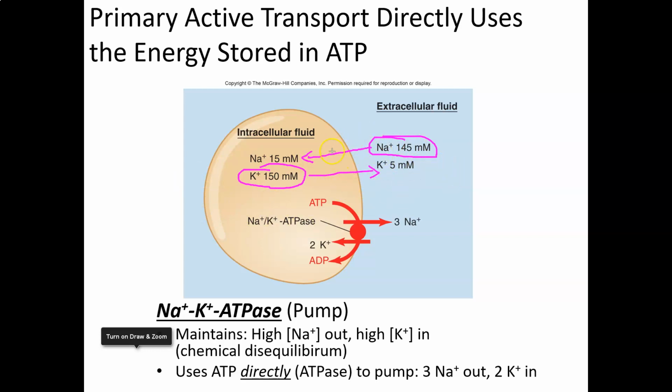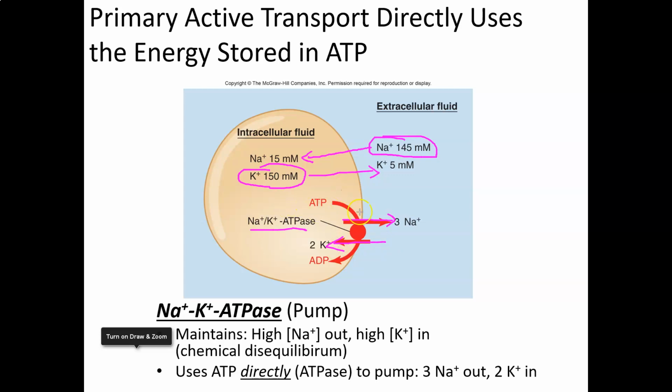But we can't let that continue without doing something, because if potassium continually went out and sodium continually went in, eventually it would reach equilibrium. And in most cases, and especially with cellular functions like this, equilibrium equals death. And so in order to maintain sodium in a high concentration outside and potassium in a high concentration inside, we use the sodium-potassium ATPase. And what we do is we pump 3 sodiums out. So notice the arrow is going out. That's against the gradient, right? Sodium's supposed to go in. That's against its gradient. And at the same time, pump 2 potassiums in.